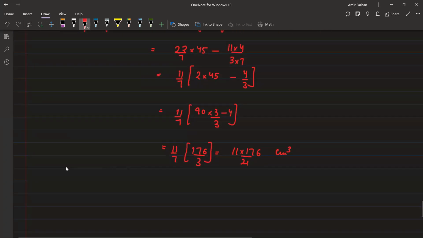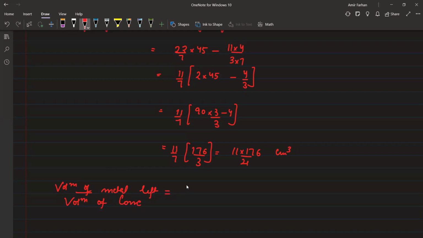And we need to calculate the ratio. So volume of metal left divided by volume of cone. That's what we need to find.